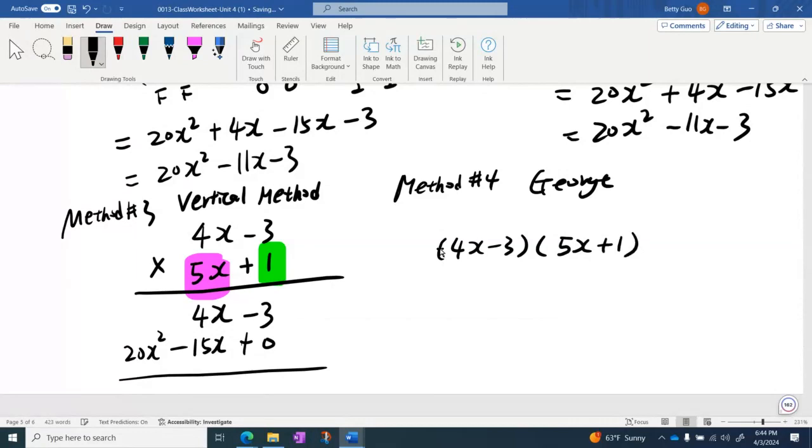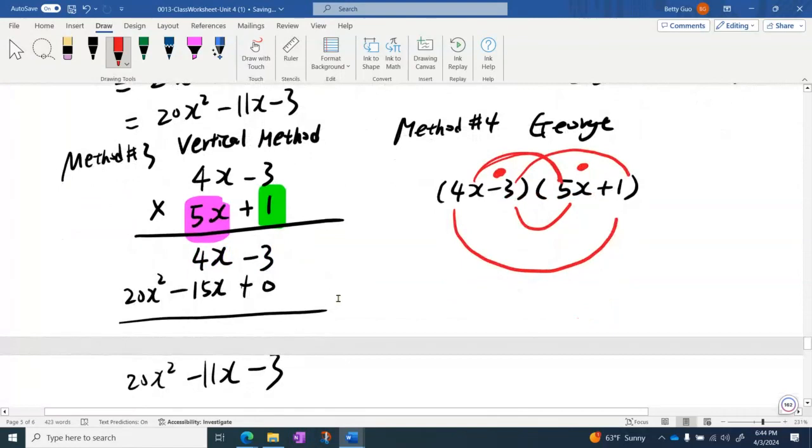So what happens is we're going to draw a picture. This is first times first, and then we have last times last. And we have inside times inside, and outside times outside. And this is a boy whose name is George, and George is smiling at you. So, the George method.